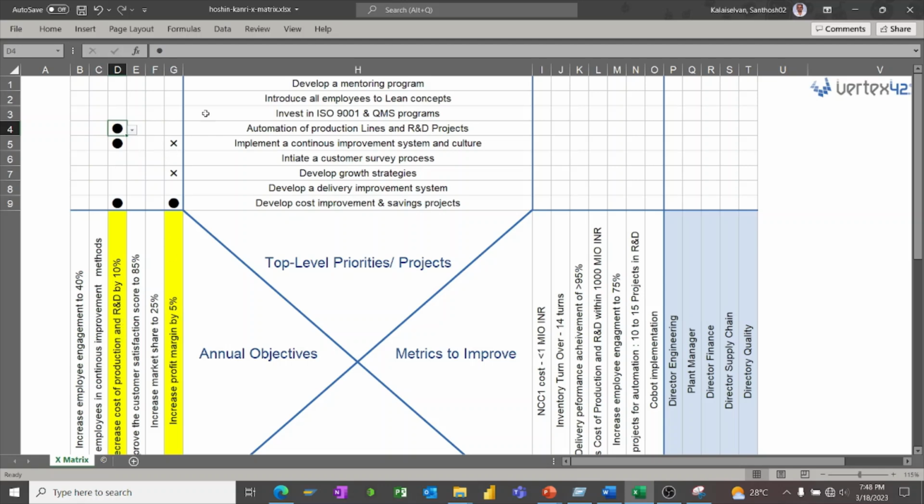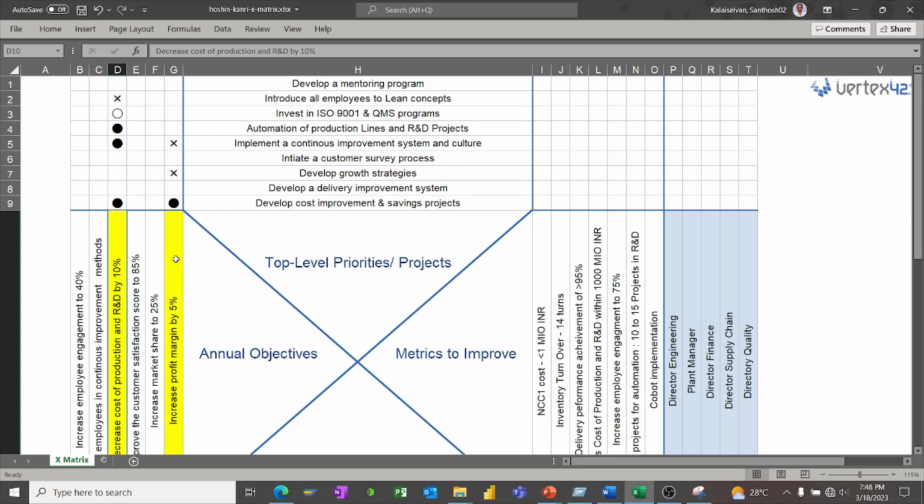Okay, so investment in ISO 9000 and QMS programs, yes, certainly this is correlated, but it is not primarily correlated. It will be secondary or tertiary. I'll put this as a secondary. Okay, introduce all employees to lean concept. Yes, certainly it is a tertiary correlation. And develop a mentoring program. Yes, this is not directly correlated with decrease of cost of production and R&D cost by 10%.